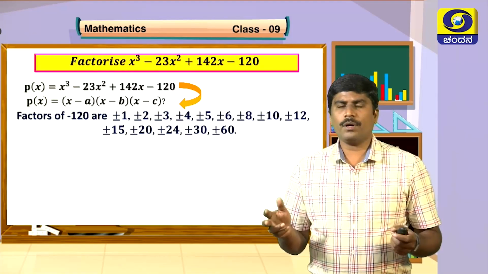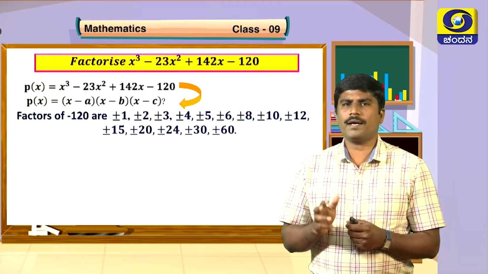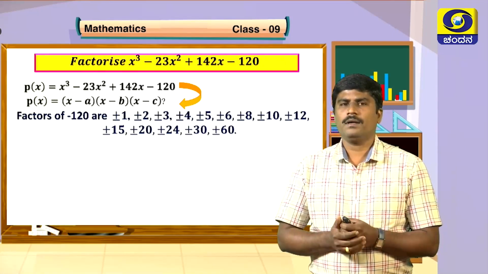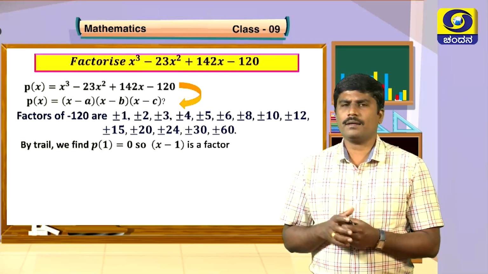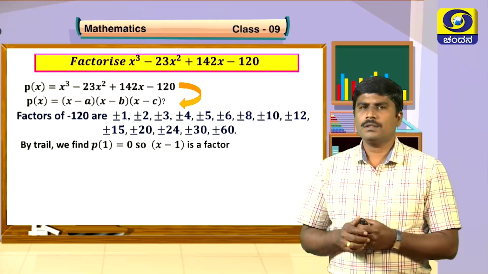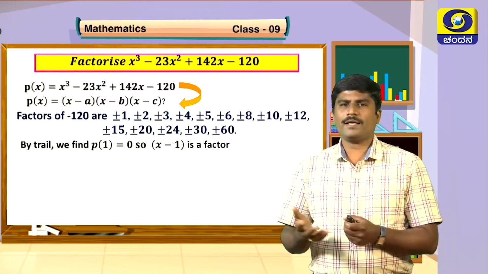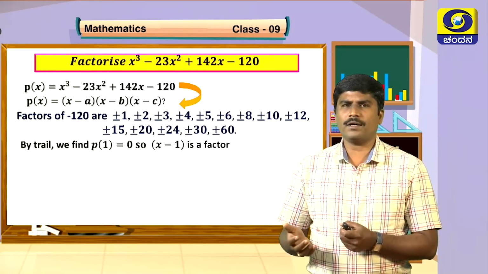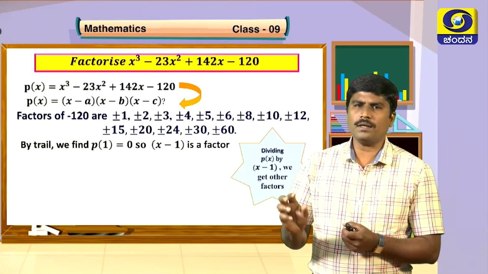Here, how are you going to select these? If you multiply any two numbers, you have to get the value of minus 120. That means factors of minus 120. So here, by the trial and error method, we have to select, as we go on substituting values, the value for which p of x becomes 0. Substituting 1: 1 cube minus 23 plus 142 minus 120 is 0. So that means x minus 1 is a factor.